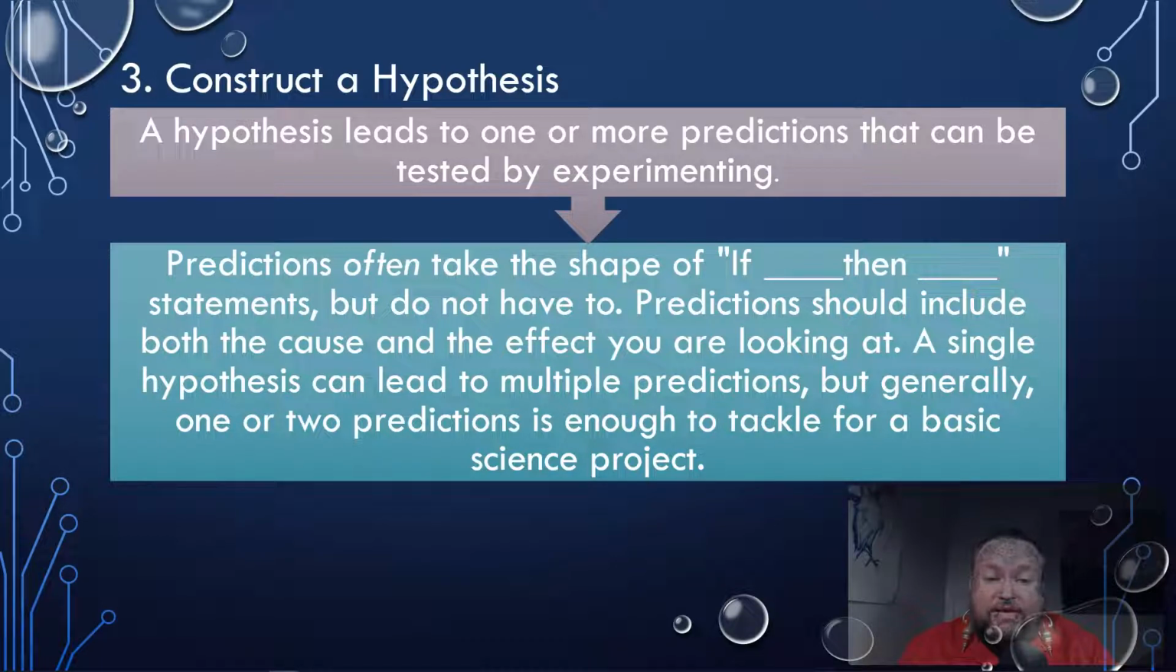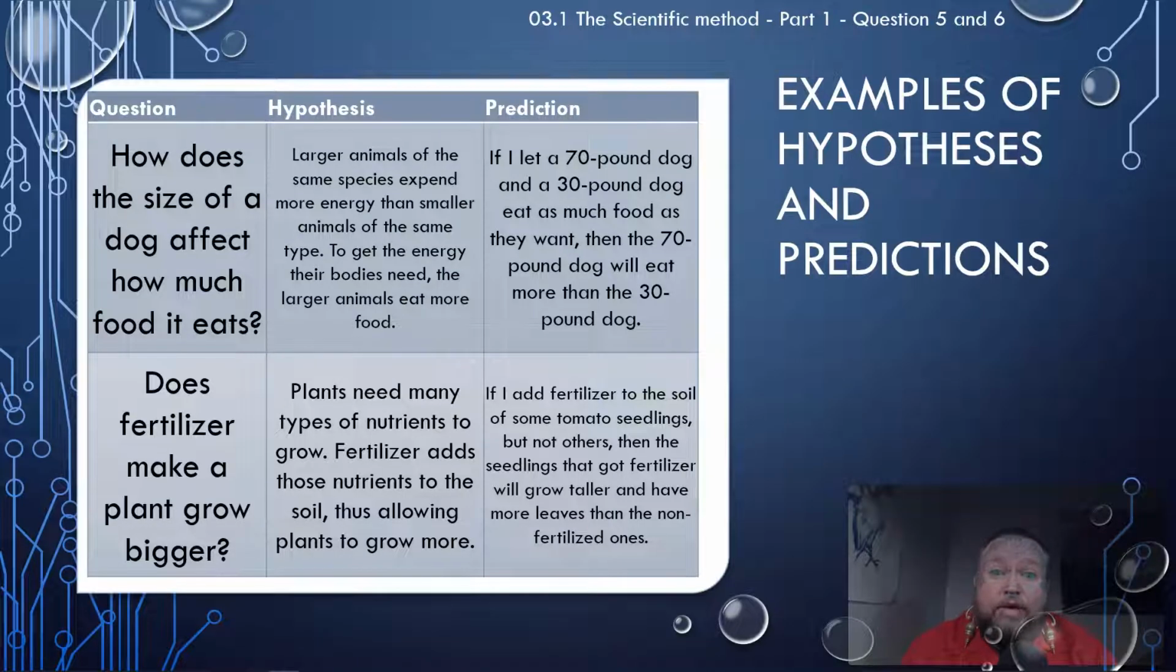A single hypothesis can lead to multiple predictions, but generally 1 or 2 predictions is enough to tackle a basic science project. So anything that we're looking at in this course, it's going to be 1 prediction. So 1 if-then statement, keep it simple, but other things become more complex as you build and grow and as questions aren't so easily answered. But I don't want to go past this without any examples to build from.